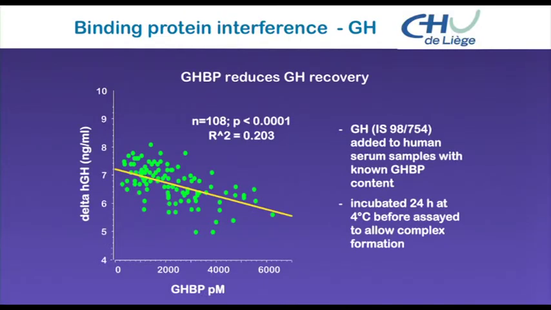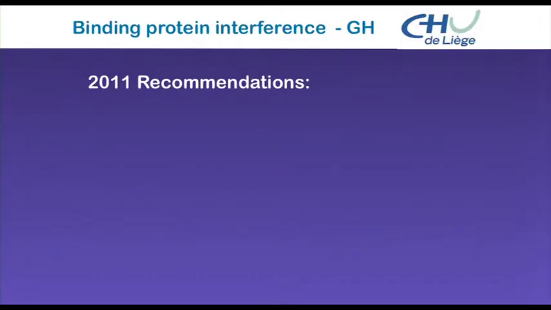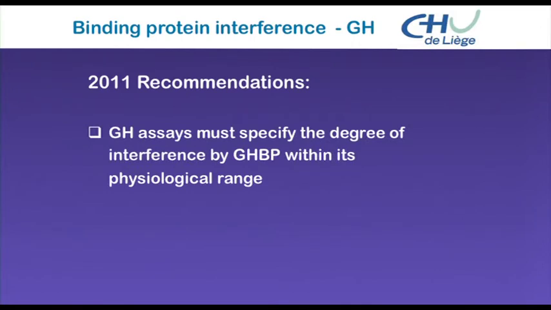Regarding the binding protein, GH circulates linked to the GHBP. And if you add GHBP to the serum of the patient, you will see a decrease in the response of GH, showing that this GHBP can interfere with your GH assay. So this is really important to know, the interference by GHBP, and the manufacturer should specify the degree of the interference of the GHBP when they're producing a GH assay.